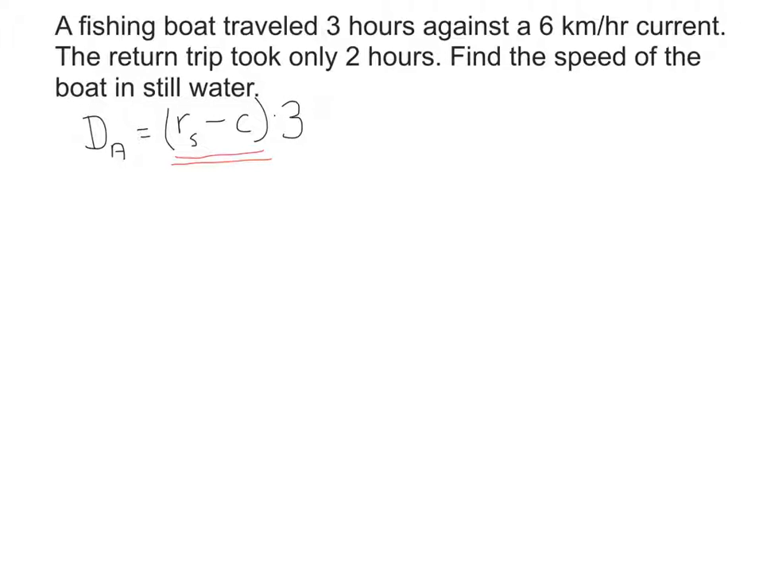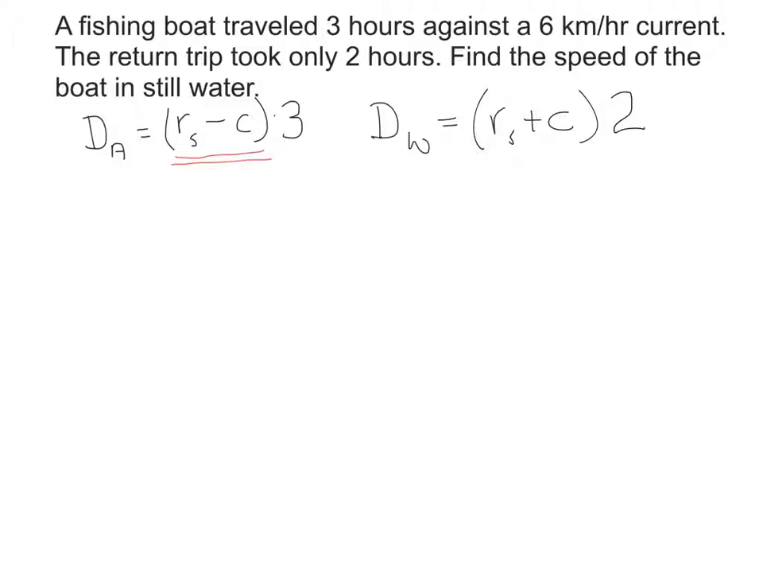So the return trip is the distance with the current. This is going to be d sub w, and that's going to be the speed in still water plus the current, because the current is helping the fishing boat go faster by 6 kilometers per hour. And then the time is 2 hours this time. Now, this is being very basic. I'm starting with the general formulas and substituting in a little bit of what we know. I substituted in the times, which we were given. Otherwise, I would just put t sub a and t sub w for 3 and 2 respectively.